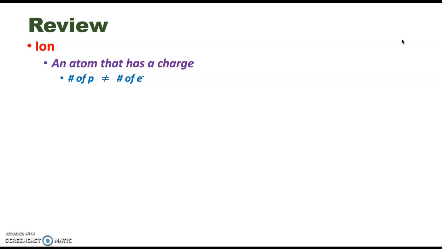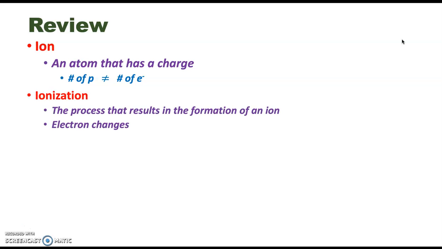An ion is an atom that has a charge. So that means the protons and electrons are not equal. You could have more protons or more electrons. They just can't have the same number. If you have the same number, the charge will be neutral, zero charge. The word ionization is the process that results in the formation of an ion. So anything that results in electron changes. So if there's a process that strips an electron from the atom, we'd say that that atom has been ionized. That would be an ionization process, removing the electron.